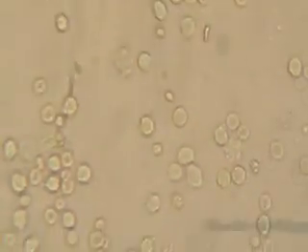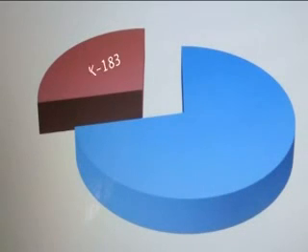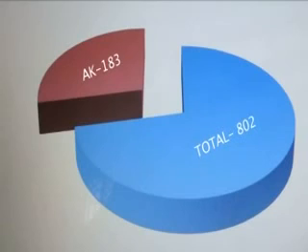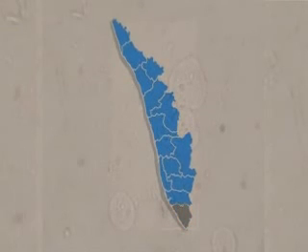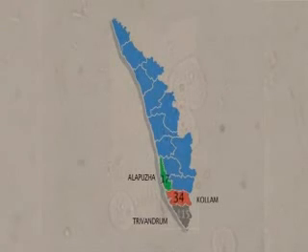The smear here was prepared from hypopion aspirate taken from a young male diabetic patient who had to undergo therapeutic keratoplasty for a non-healing fungal keratitis. We could demonstrate Acanthamoeba in about 183 smears of corneal ulcer patients among the total of 802 microbiologically proven infective keratitis from December 2012 to August 2013. We had patients referred from 5 districts of Kerala and from Kanyakumari district.